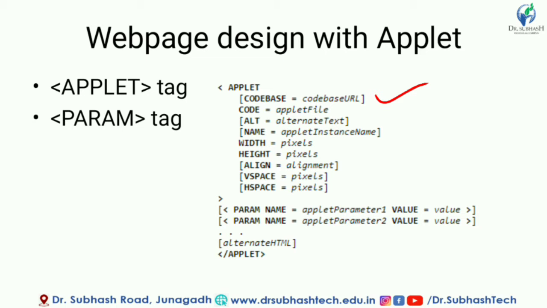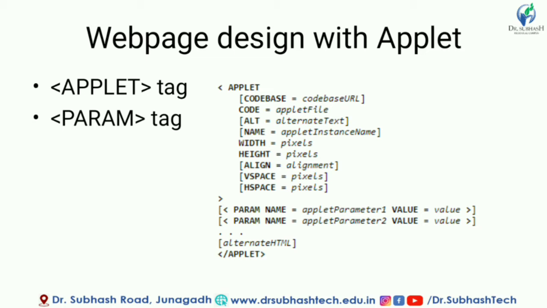Then the next attribute is code. This code attribute includes the file in which the applet exists, the Java file which we have created by extending the applet class. That file is one applet, and this file should be converted into a class file. And here we have to give that class file in the code.